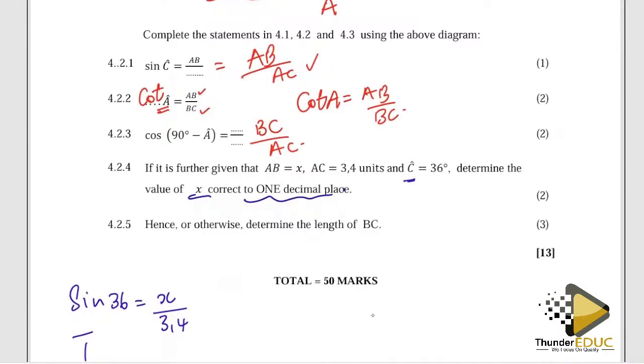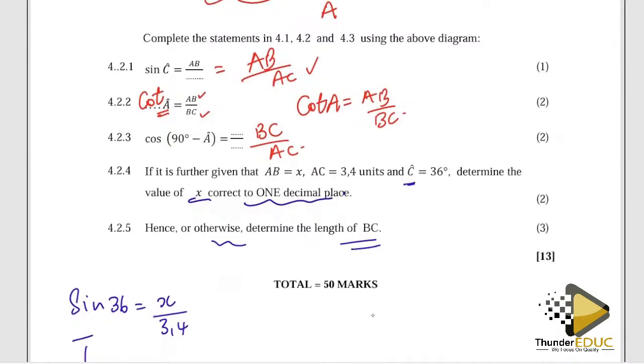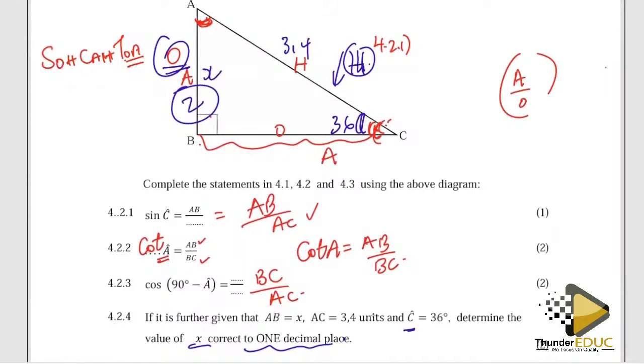Then 4.2.5, hence or otherwise determine the length of BC. They want us to get BC, this one. So when they say hence, which means from this answer that we got, we can proceed and use the trig ratios again. In this case, we can use the tan, or we can even use the cos. Alternatively, you can use your theorem of Pythagoras. There's no harm in that.